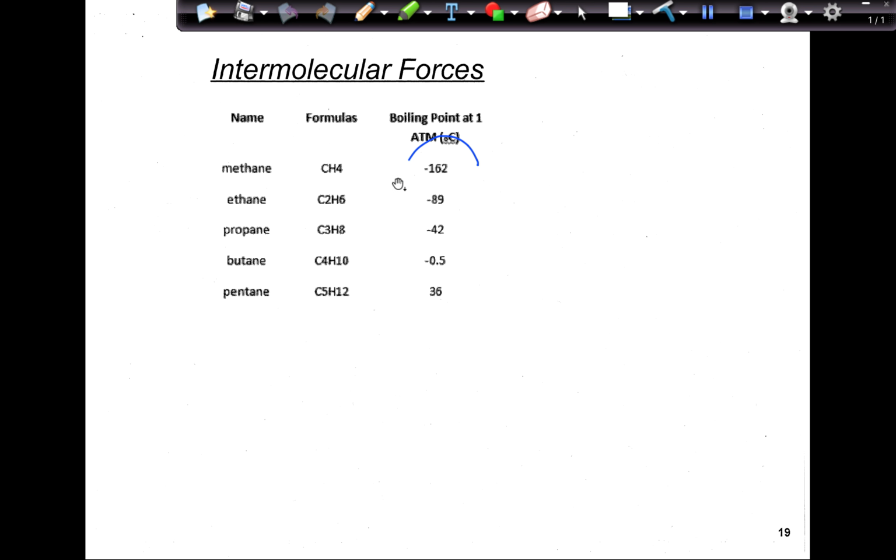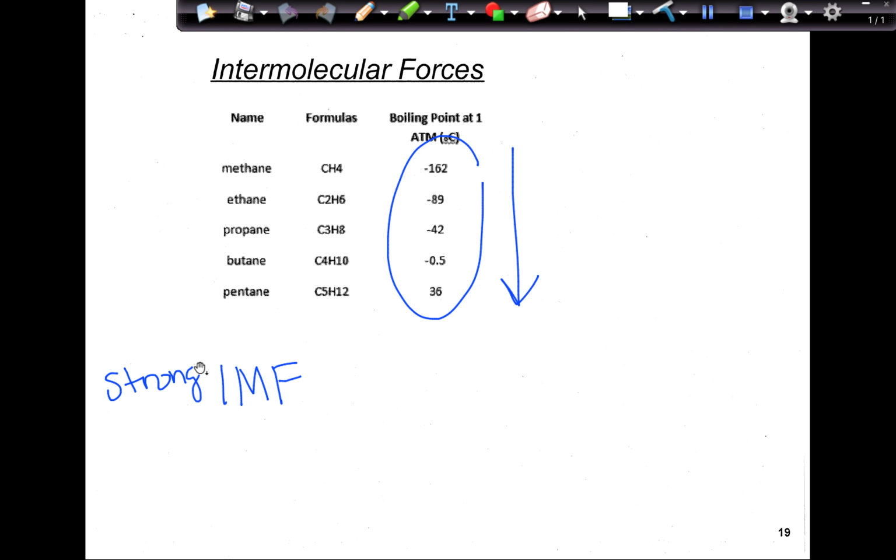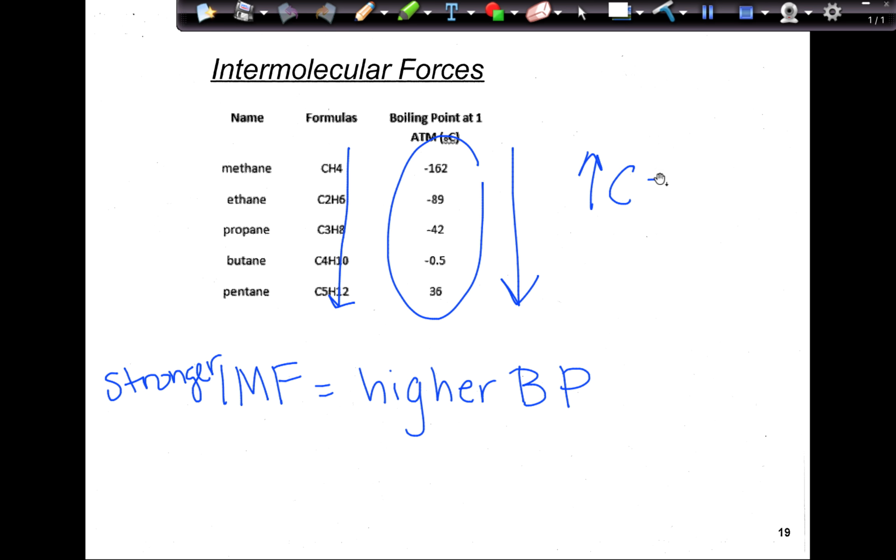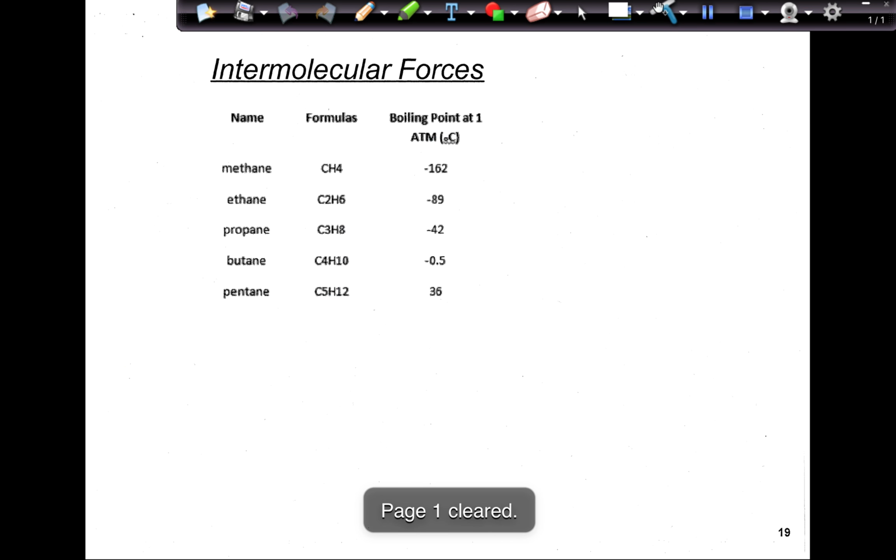For intermolecular forces, when intermolecular forces increase, boiling point increases also. So stronger IMF means that you will have a higher boiling point. And as we increase the number of carbons for hydrocarbons or any other organic compounds within the same type, the boiling point increases. So more carbons, we have stronger intermolecular forces within organic compounds.